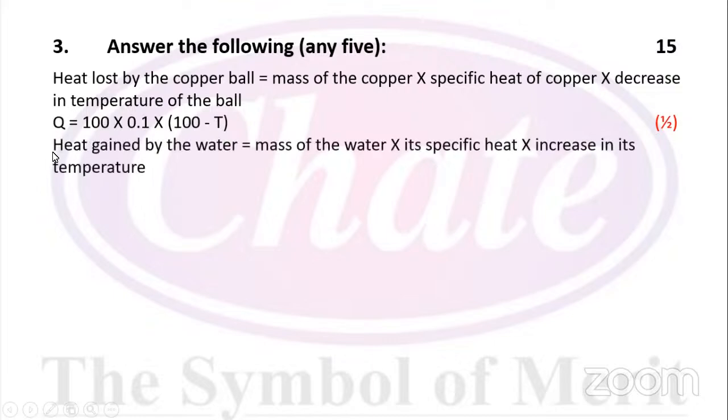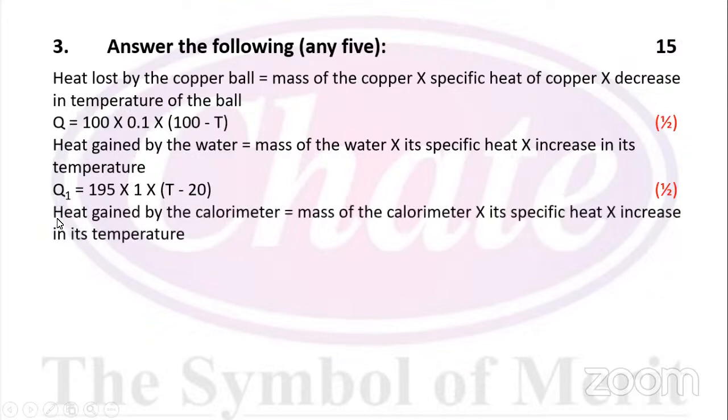In this way, we can also calculate the heat gained by the water. How much heat will be gained by the water? We know that the mass of the water is 195 grams, the specific heat of the water is 1, and for the increase in temperature, the final temperature is definitely more than 20 degrees. We want to calculate the difference, so the increase in temperature is T minus 20. Remember to write T minus 20.